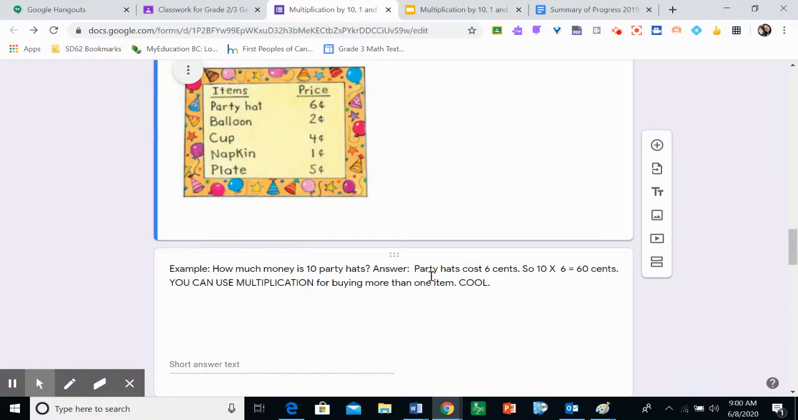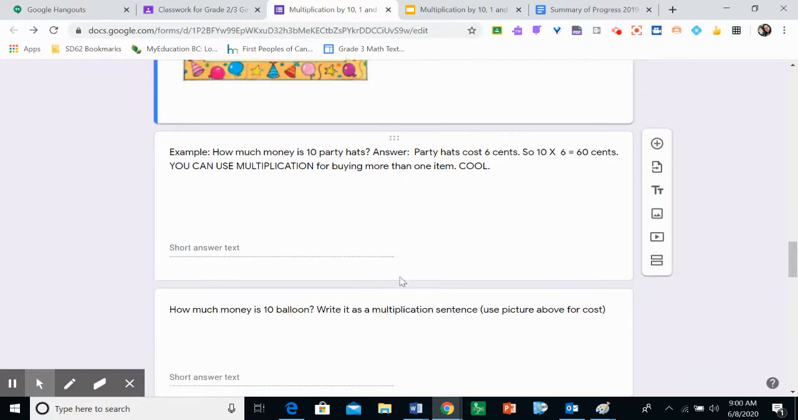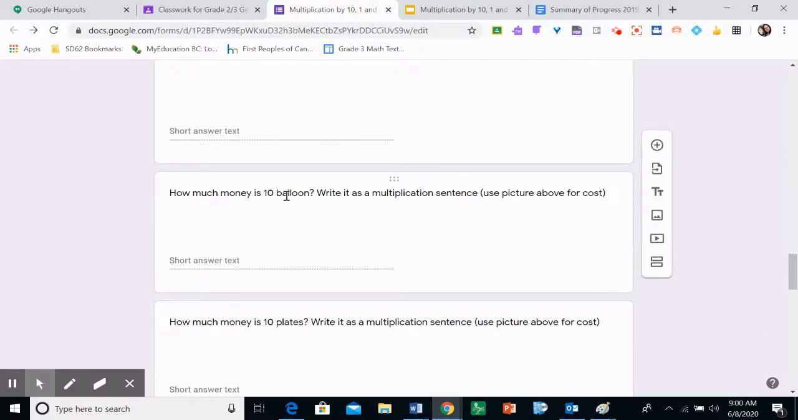So I did an example actually. How much money is 10 party hats? Here I found party hats and I found out they're 6 cents each. So party hats cost 6 cents. So 10 times 6 equals 60. So the answer is 10 times 6 equals 60 cents. You can use multiplication for buying more than one item. Pretty cool.